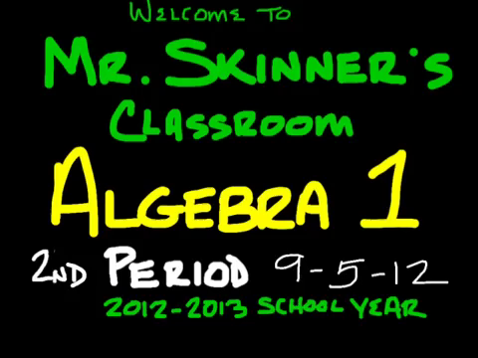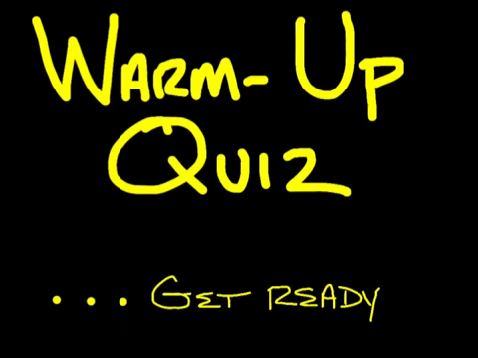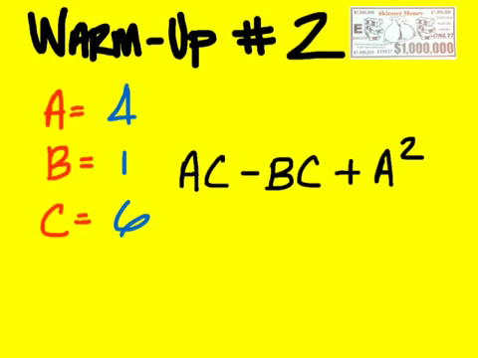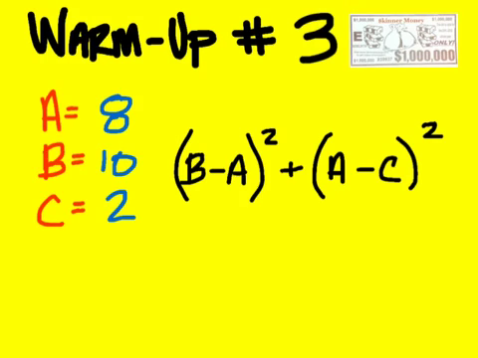Second period, September the 5th, Algebra 1. Warm-up quiz is first. Problem number 1. The answer on this one should be 44. Number 2. Answer on this one should be 34. Last one. The answer is 40.